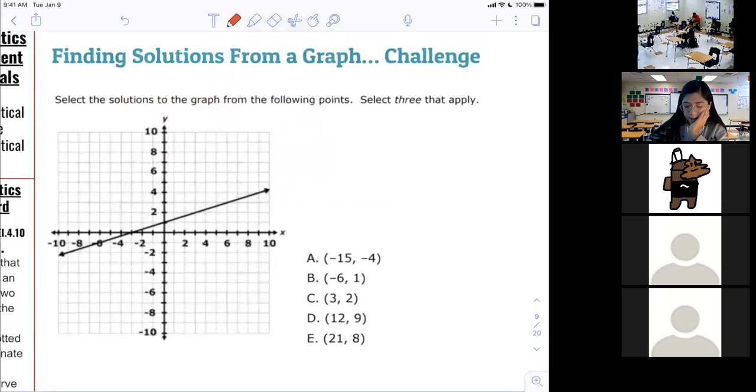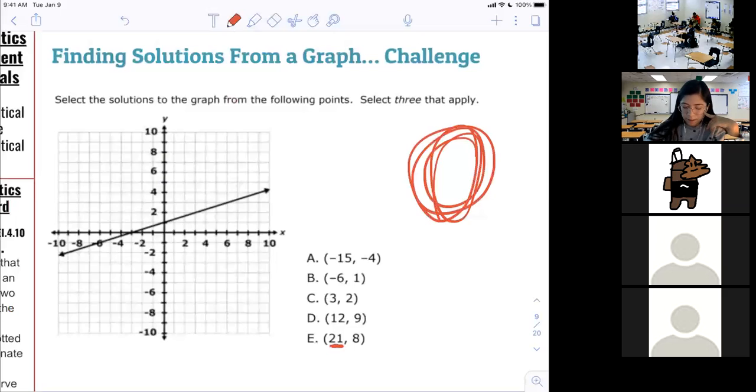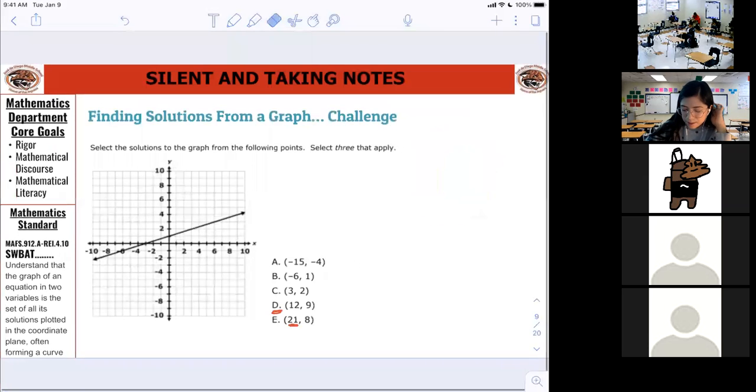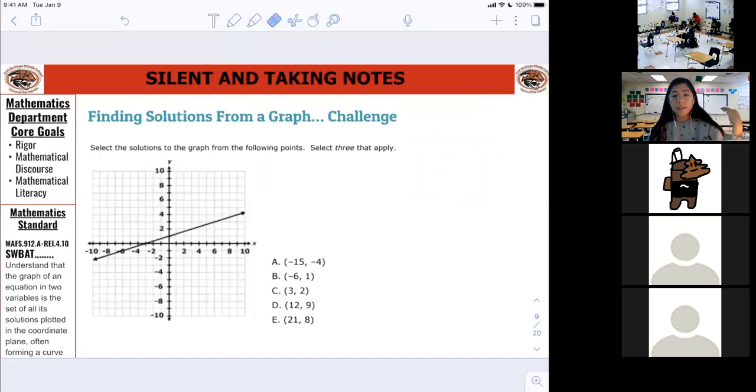D and E, right? 21, 8, that's going to be somewhere out over here in space. Can't really see that one. Same with D. D is going to be a little bit off on the right side. So they're out of the box. So when you get a problem like this, we have to do a couple of steps. This is one of those multi-step situations, and we got to be very, very organized with it.